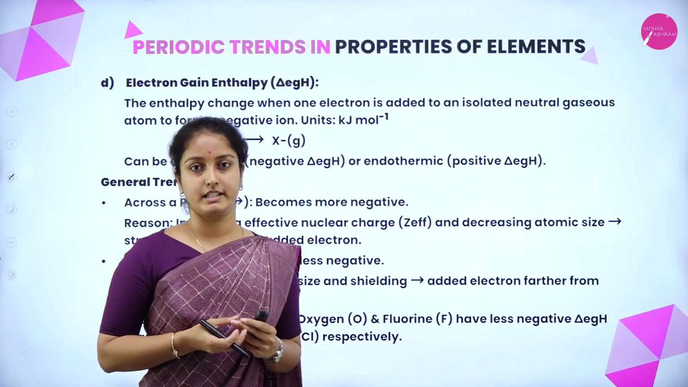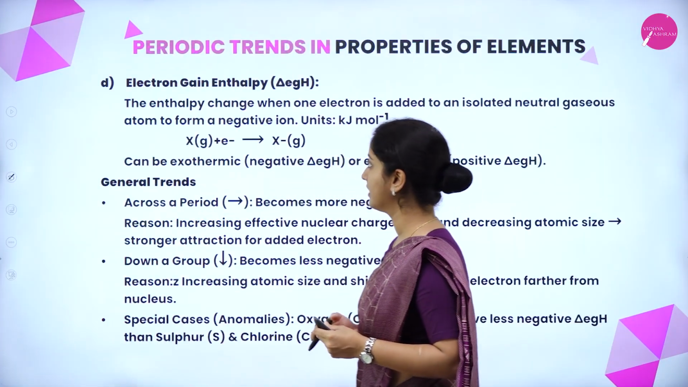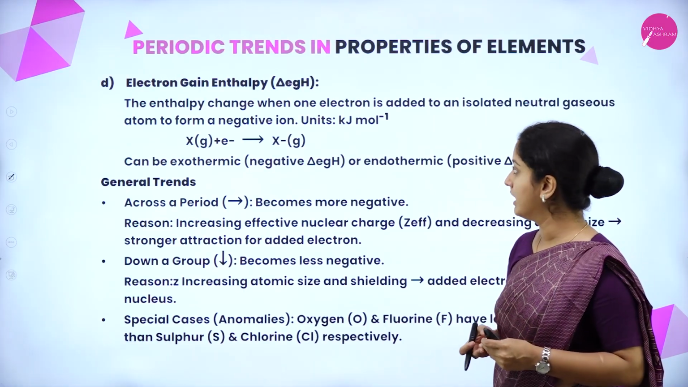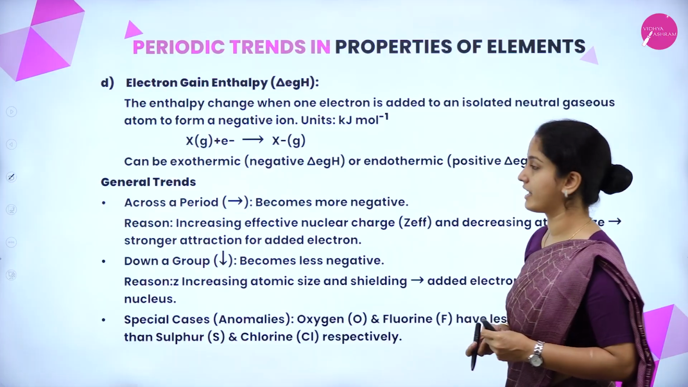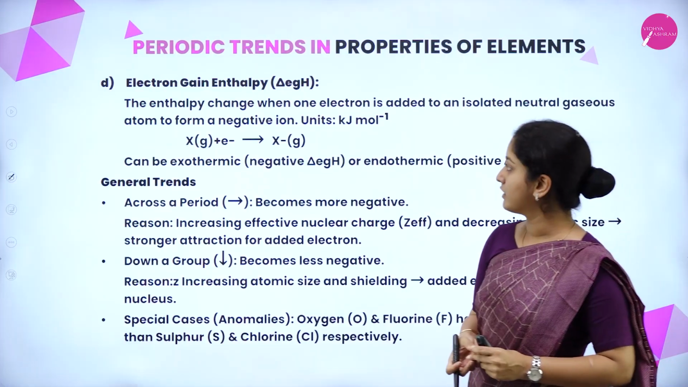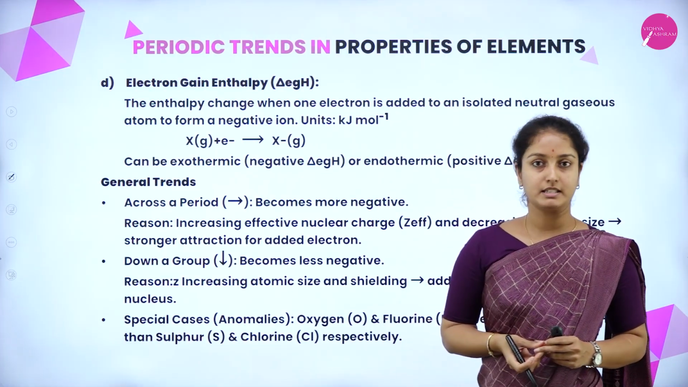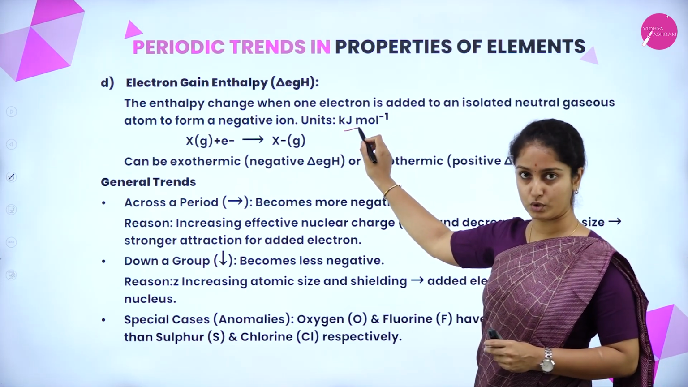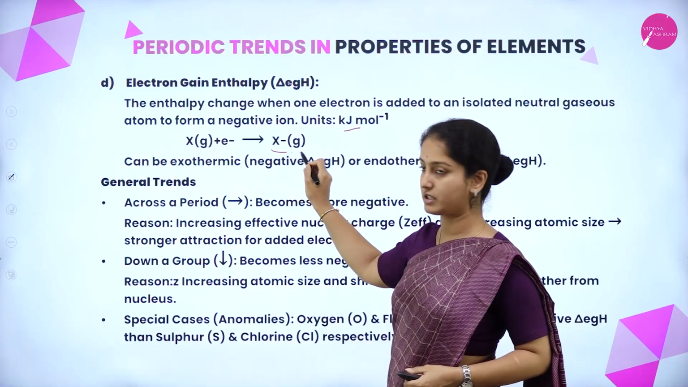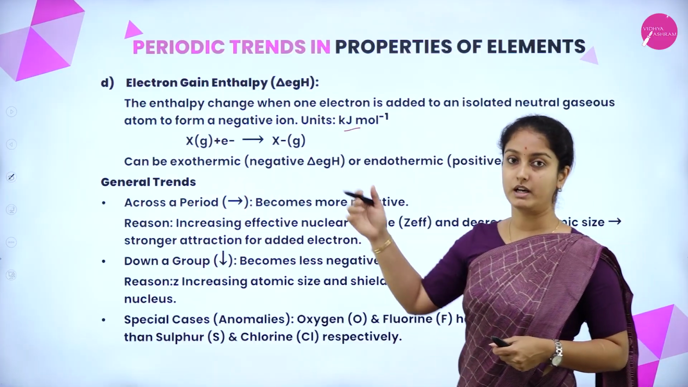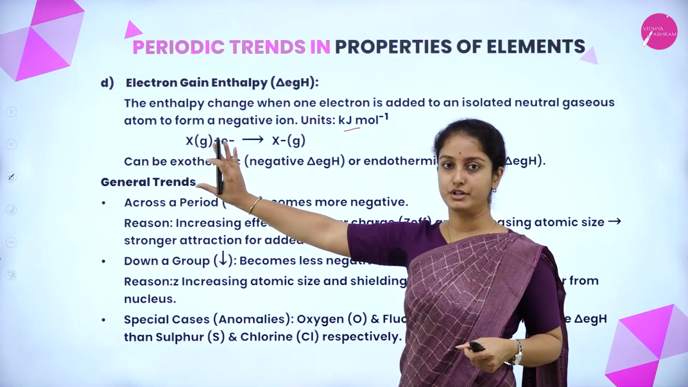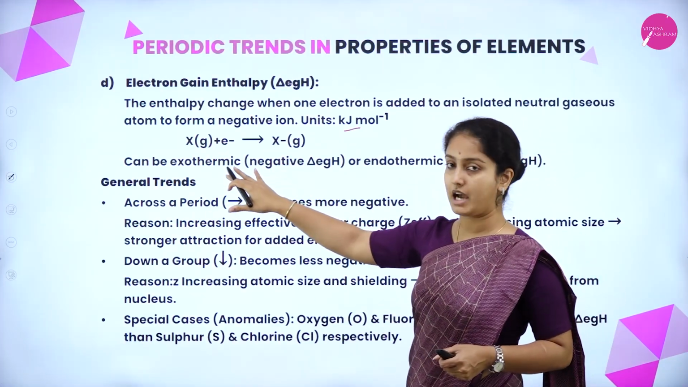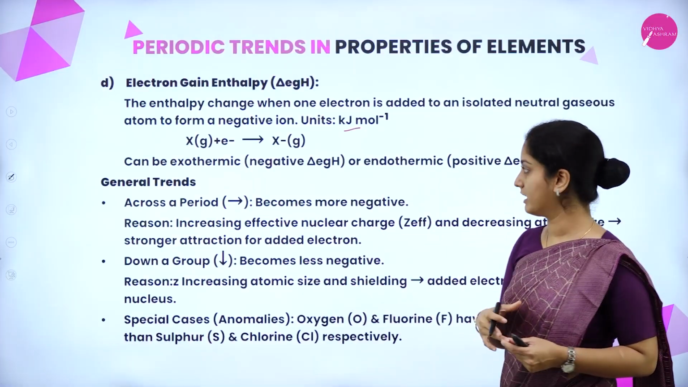Okay, the next criterion is electron gain enthalpy. Enthalpy is nothing but heat energy. The heat energy change when one electron is added to an isolated gaseous atom to form a negative ion is called the electron gain enthalpy, and the unit used to represent it is kilojoule per mole. That is what is shown in the reaction. When one electron is added to a neutral gaseous atom, it acquires a negative charge. This can be either an exothermic or an endothermic reaction.